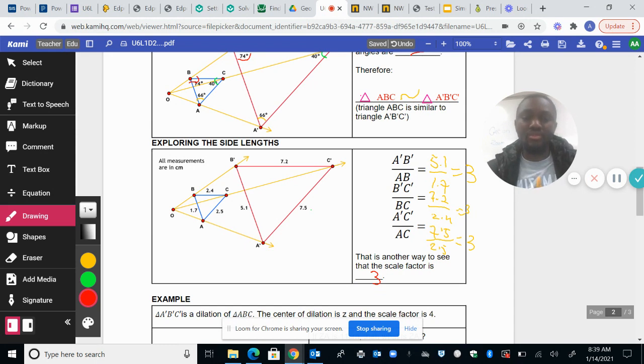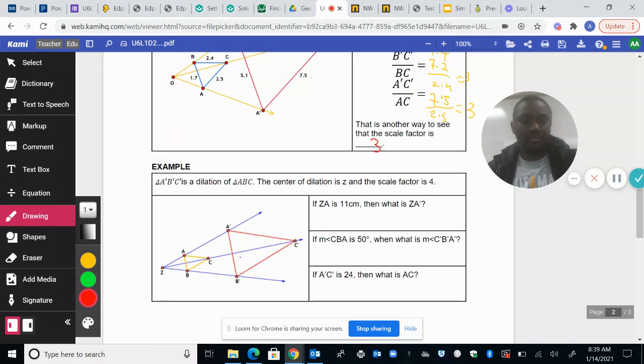So this is another way to see that the scale factor is 3. You move from the center of dilation to the image over the center of dilation to the pre-image to get the scale factor, or you can take part of the image over the similar part on the pre-image. It's going to give you the same scale factor.